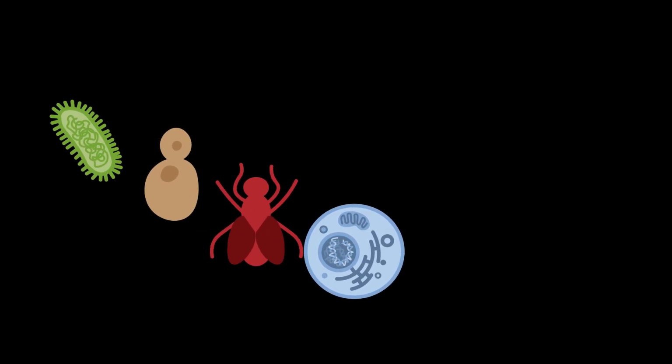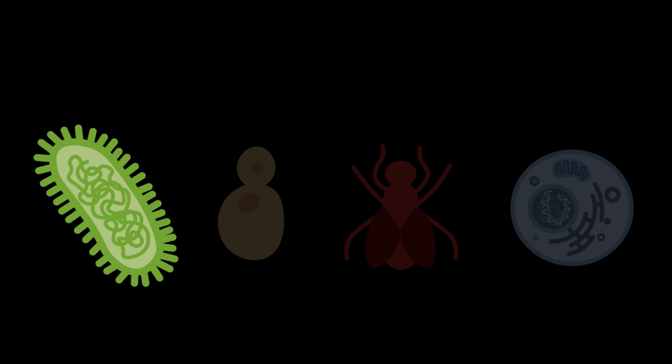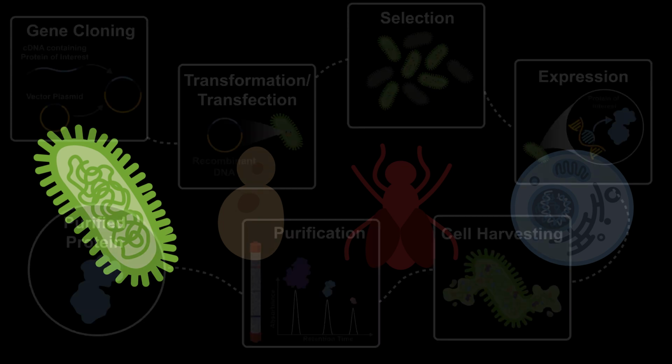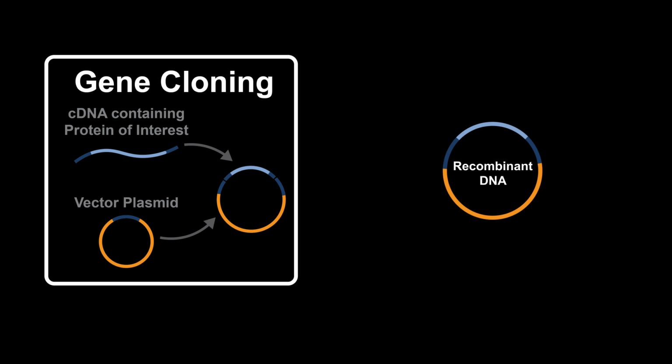While each of these expression systems have their pros and cons, for the remainder of this video, we'll be focusing on bacterial cell expression as it is likely the first expression system you will encounter in the lab. Starting with gene cloning, we need to create the recombinant DNA that will be used to express our protein of interest in our host organism.